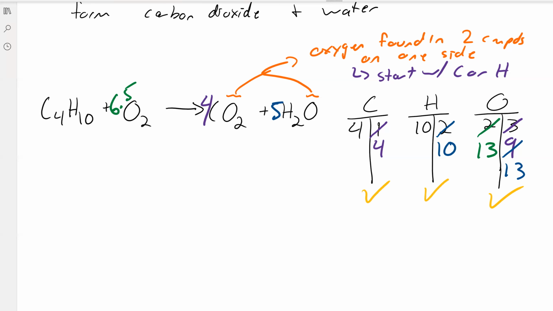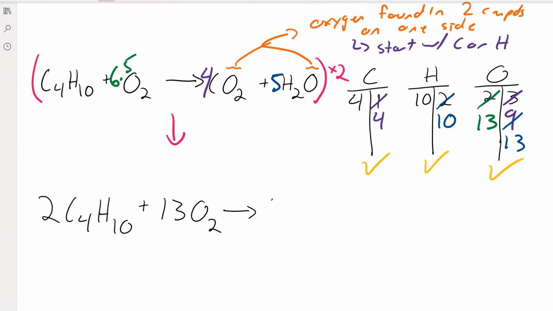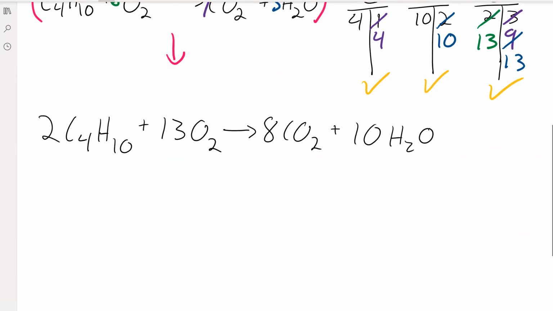Balanced, balanced, balanced. However, I can't have half of a molecule of oxygen. That doesn't make any sense. So I need to multiply the whole equation to make it a whole number. I'm going to multiply this whole equation times 2. So now I'm going to have 2 C4H10. Now I'm going to have 13 O2s. Note that now we have a whole number there. 8 CO2 and then 10 H2O. And that'll be my final equation.